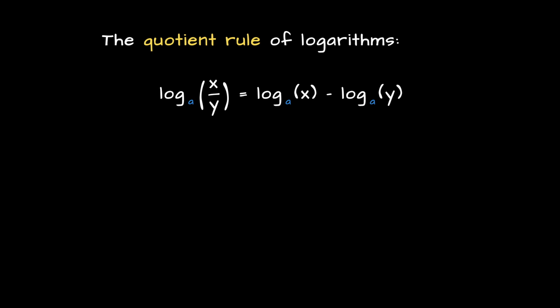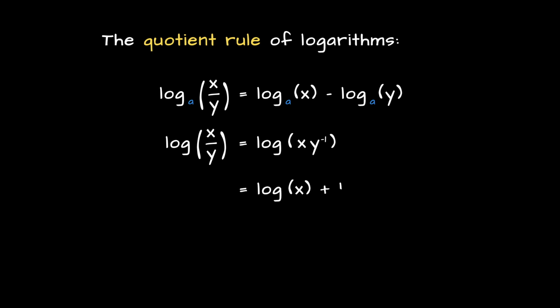Here's the idea. The logarithm, and we'll just go ahead and not specify the base here for convenience, of x over y can of course be written as the logarithm of x times y to the minus 1. That's just a basic property of exponents. Now we can use the product rule for logarithms to write this as the logarithm of x plus the logarithm of y to the minus 1.